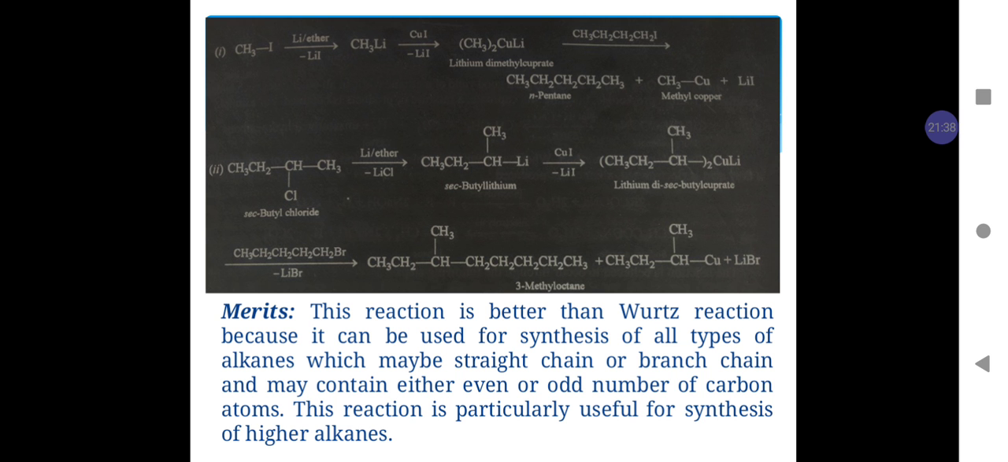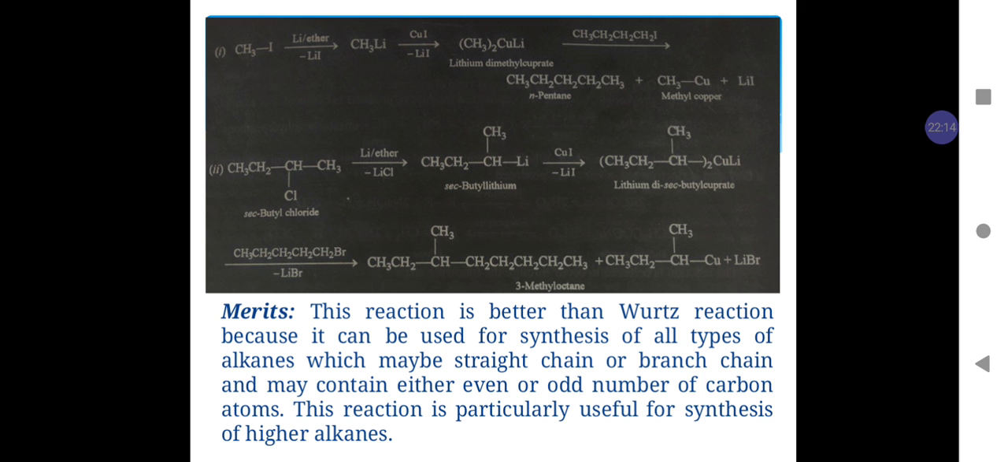Here, one thing is to be noted: we cannot use branch chain alkyl halide instead of branch chain lithium dialkyl cuprate, because if we use branch chain alkyl halide, then this will undergo dehydrohalogenation to form alkene.